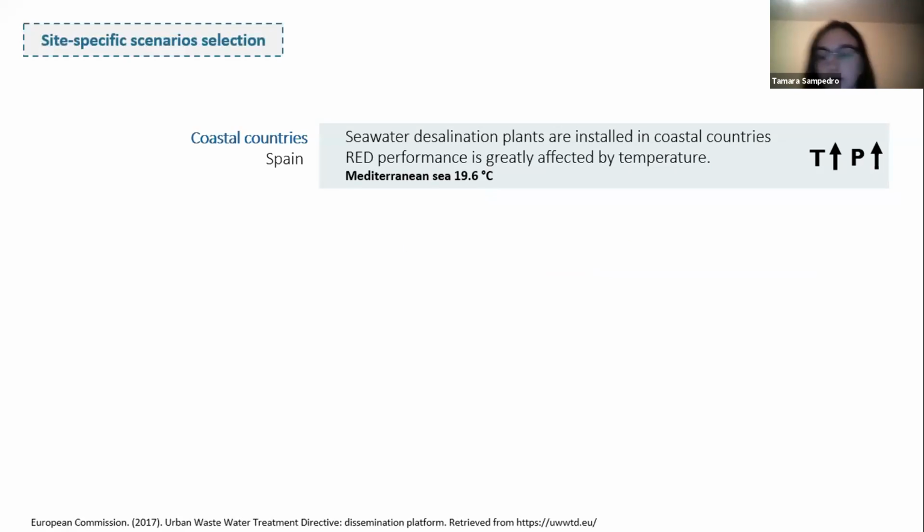To perform the site-specific scenarios selection, a multi-criteria selection method has been established. Considering that seawater desalination plants are installed in coastal countries and reverse electrodialysis performance is greatly affected by temperature, the coastal countries of the European Mediterranean region will be the most suitable for the implementation of this technology. In addition, Spain has been chosen to carry out this study because Spain is the European Union country with the highest desalination capacity.